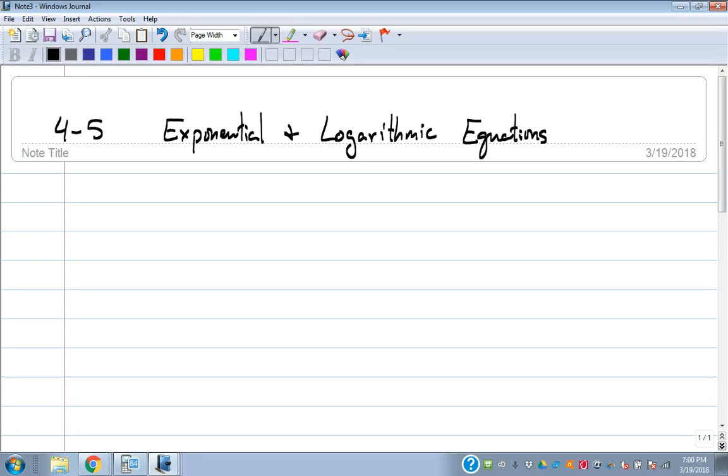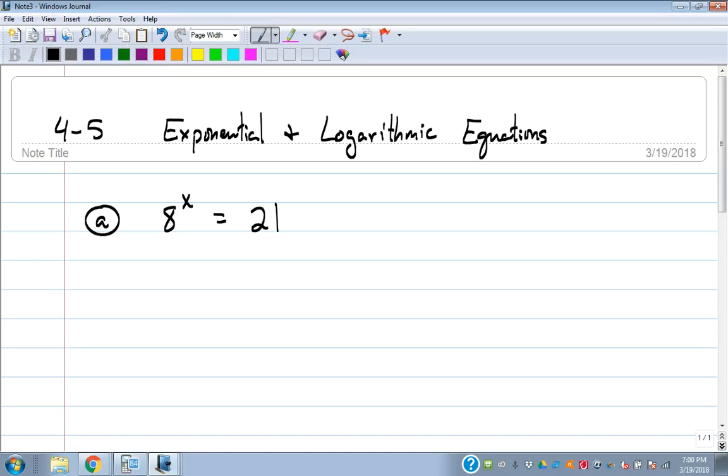Okay, so let's look at an example. 8 to the x equals 21. What kind of equation would you call that? You describe that as an exponential because it doesn't have what in it? It doesn't have any logs in it, right? So it's an exponential equation.